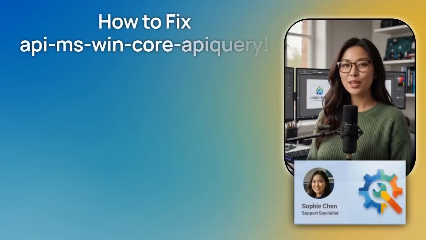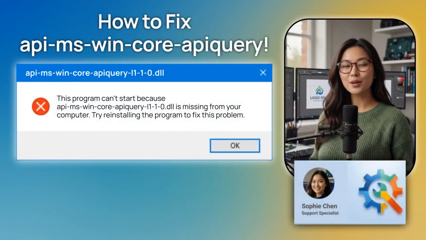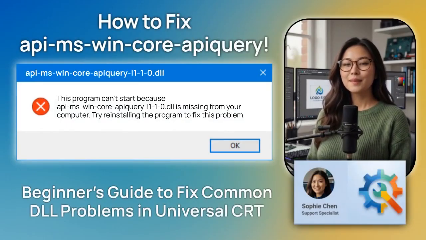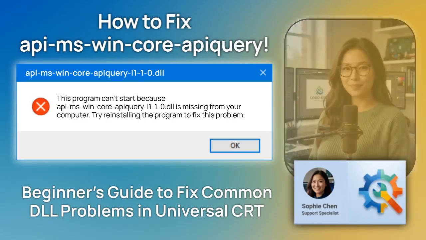Are you getting annoyed by the win-core-apiquery library DLL causing your system integrity to fail? I'm Sophie Chen, a Windows system specialist. Let's resync your file architecture right now.